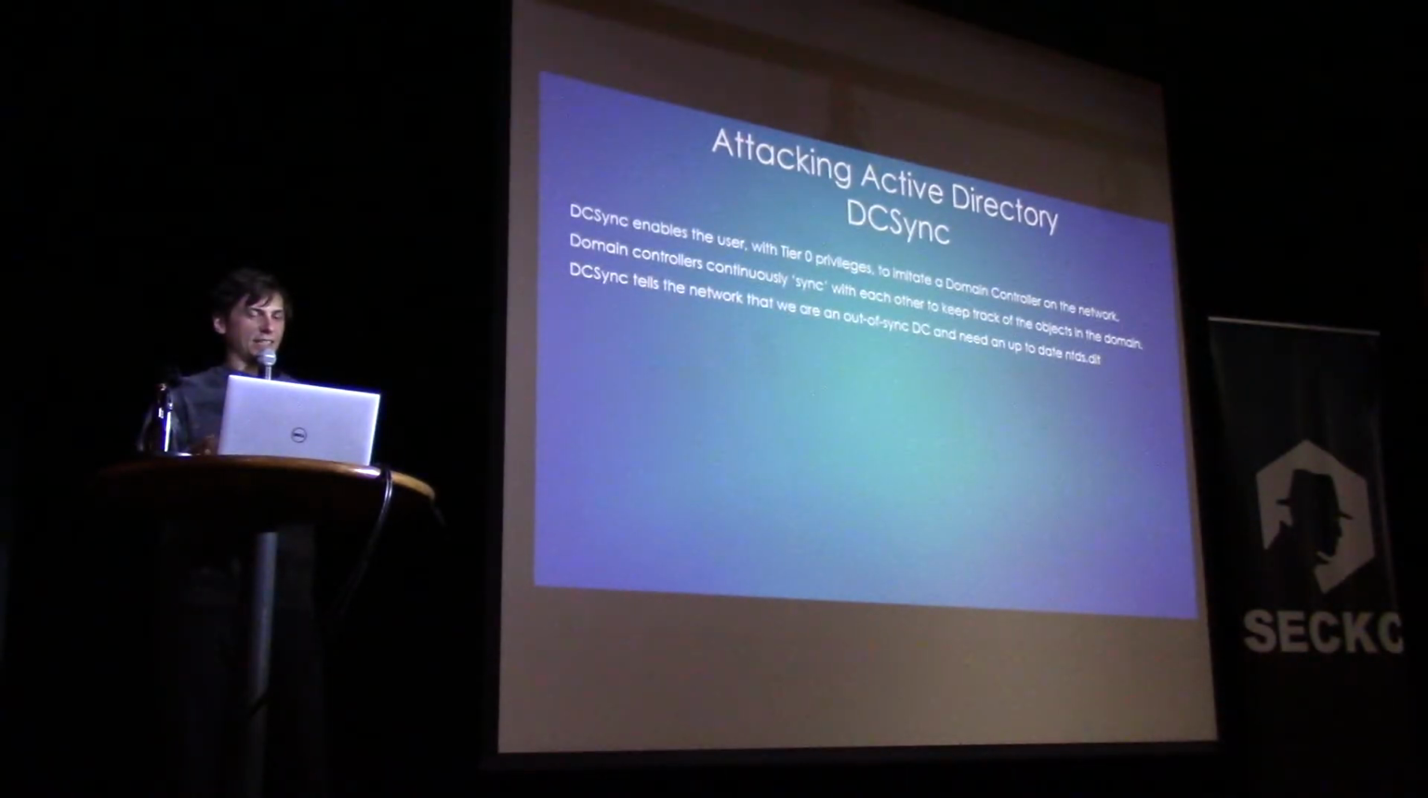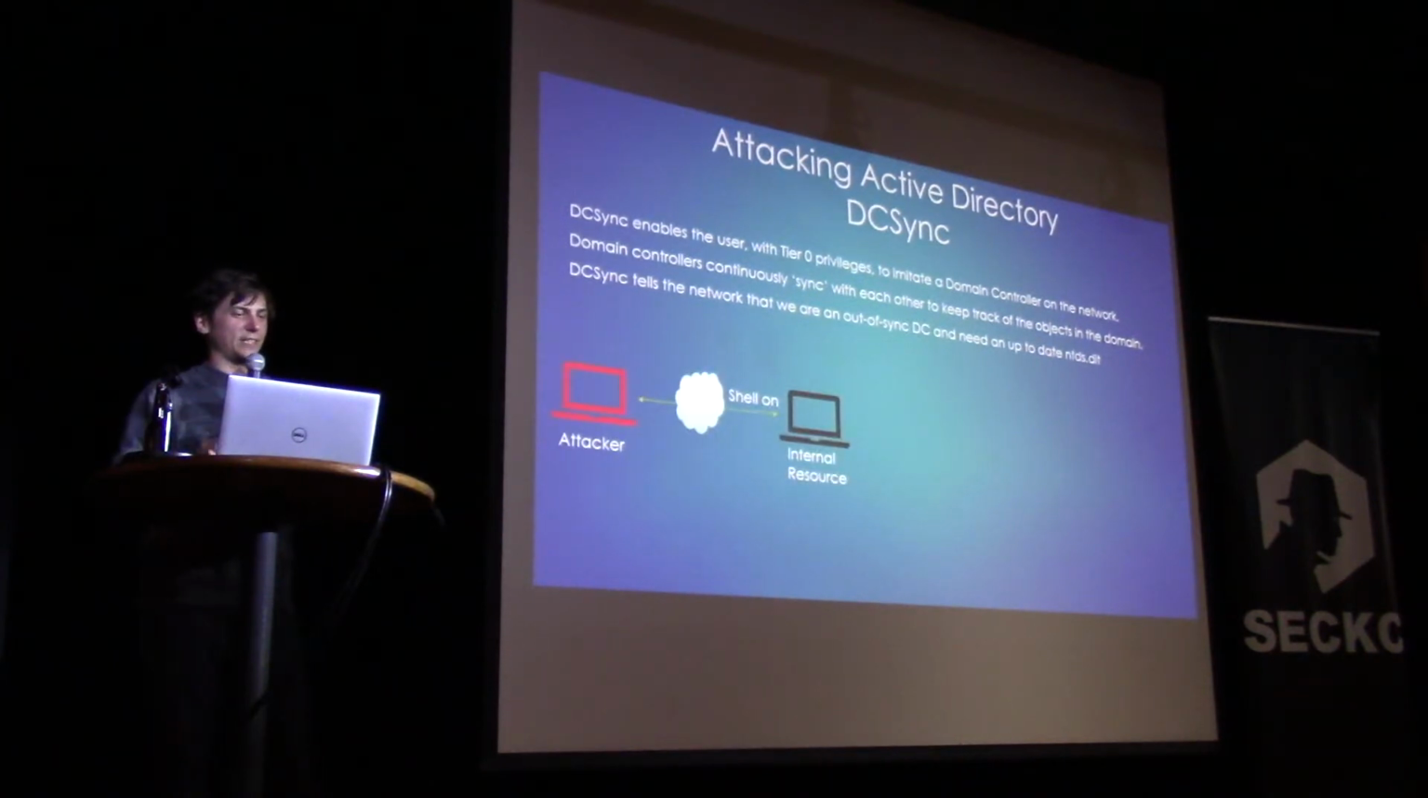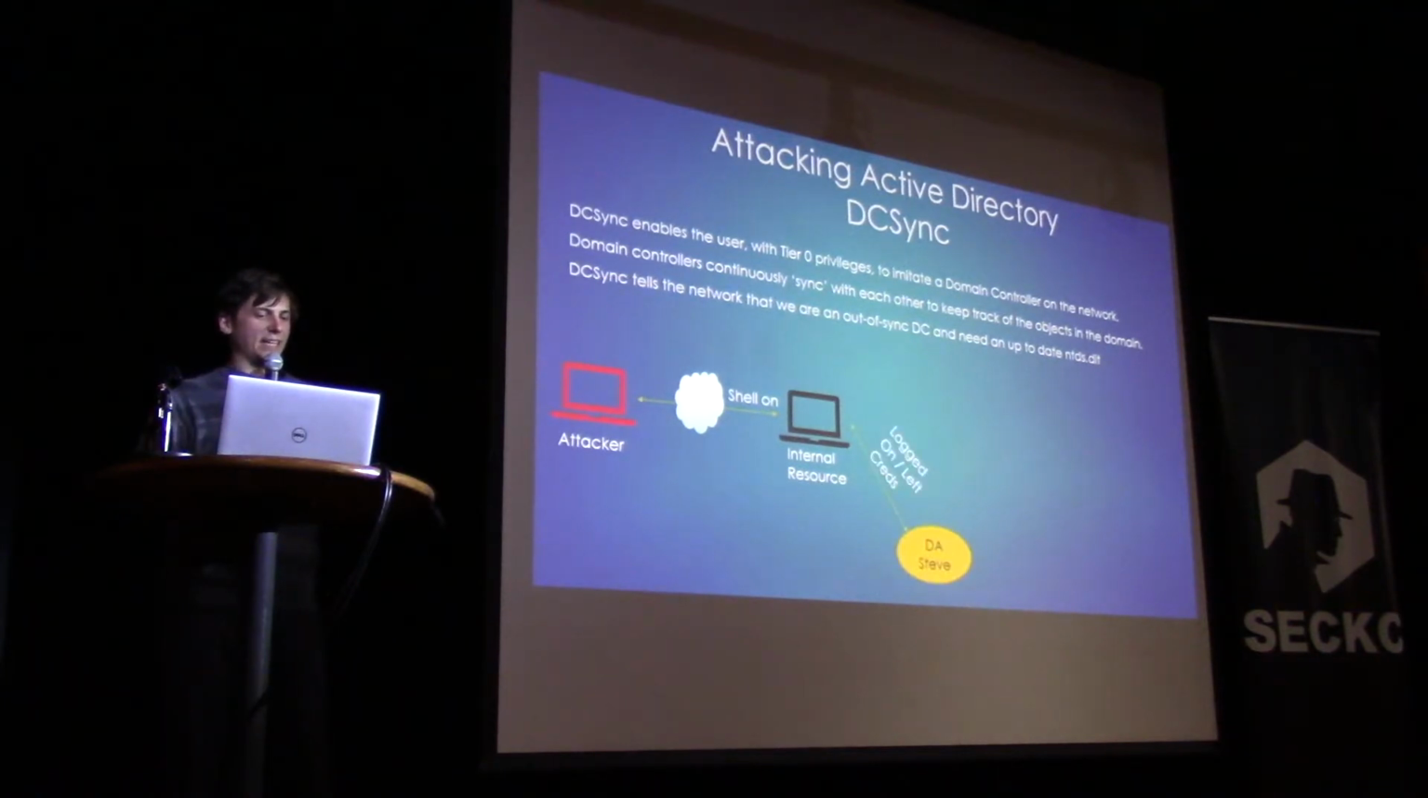DCSync, I really like this because it enables a user with tier 0 privileges to imitate a domain controller. How this works is, you're an attacker and you've got a shell on a box. And that domain admin Steve guy either left creds on that machine, or he's logged into the box currently so we can impersonate his user, or we just got his creds way earlier and we're logging into the system because we want to get an updated snapshot of everyone's passwords.